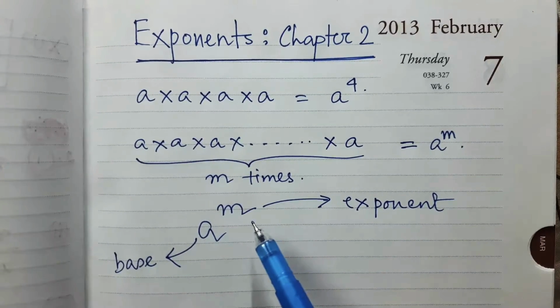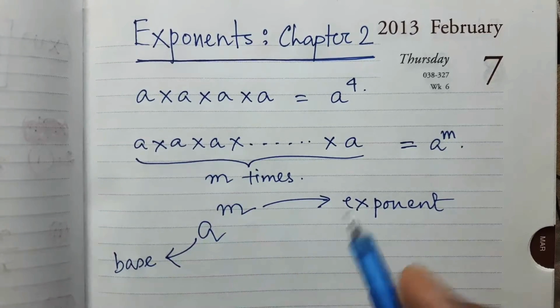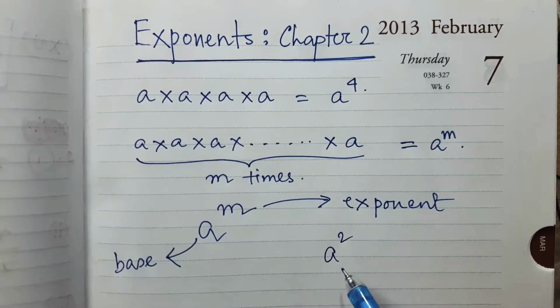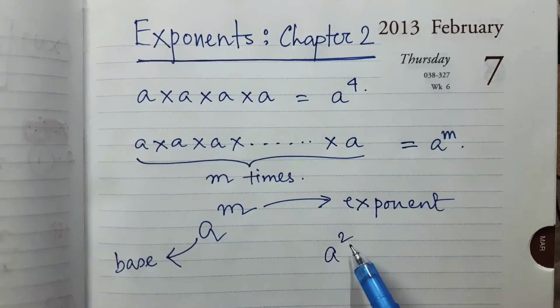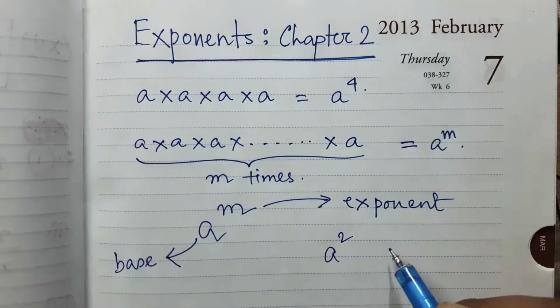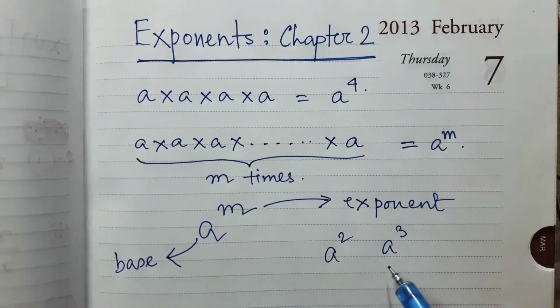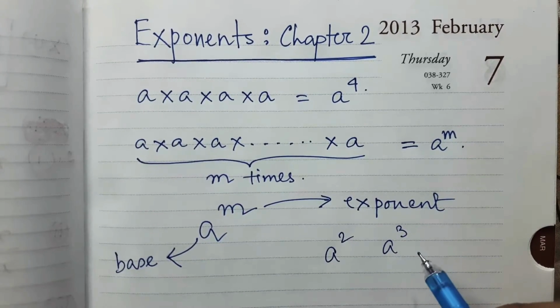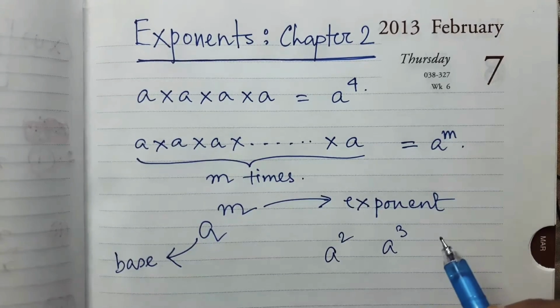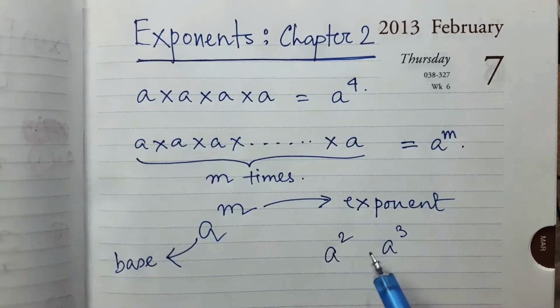Now when this exponent m is 2, that means a power 2, we have a special name. We call it a squared. Similarly, when this m is 3, that means a power 3, then also we have a special name. It is called a cube. So for any other exponent other than 2 and 3, we read it like a power m. Only for 2 and 3 we have special names.